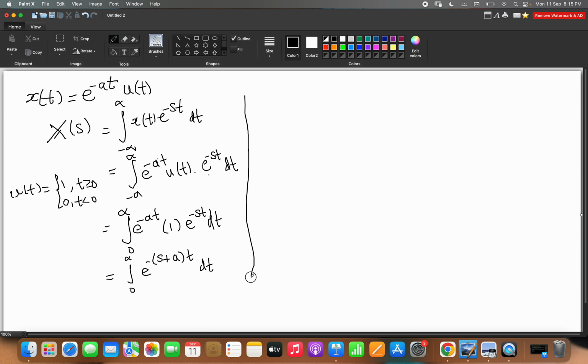So in the next step we are integrating the exponential term. As you know, the integration of e power ax is equal to e power ax divided by x. So in this case we are integrating with respect to t. So the result will be e power minus s plus a into t divided by the coefficient of t, which is nothing but minus s plus a. So the upper and lower limits are infinity and 0.